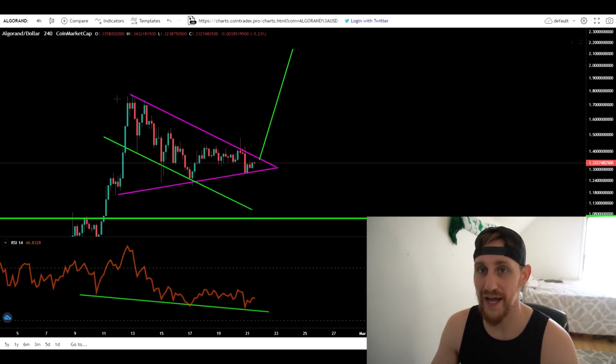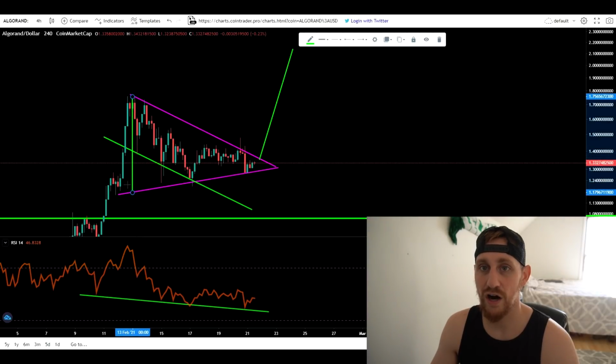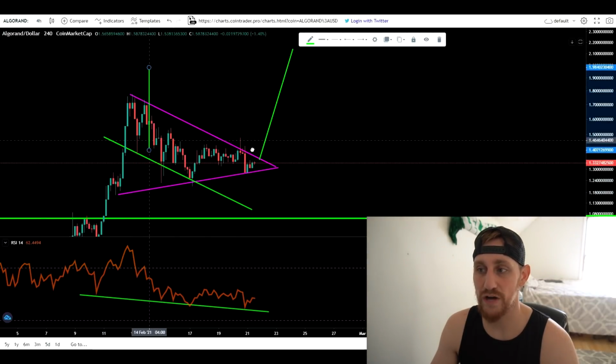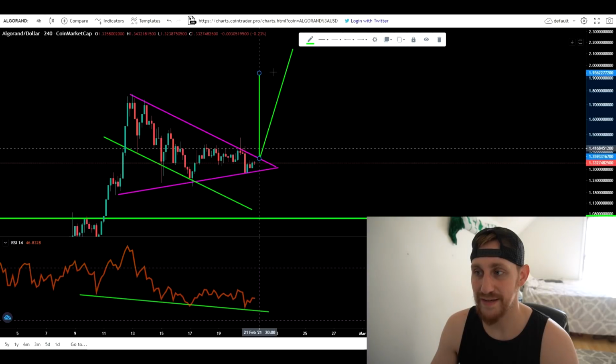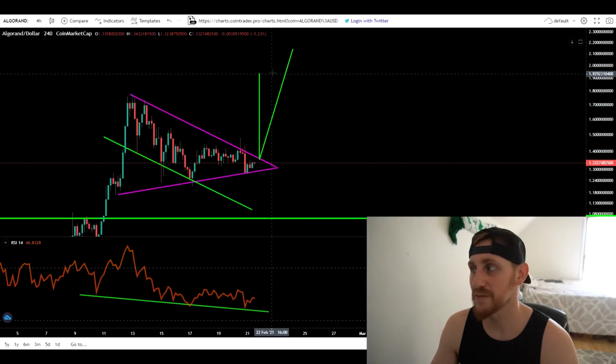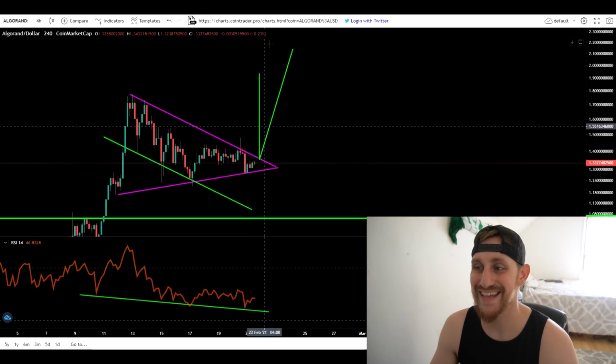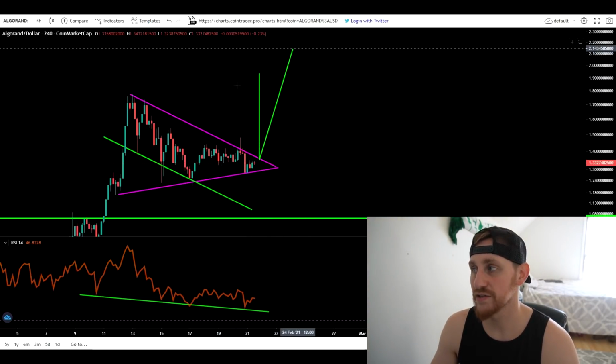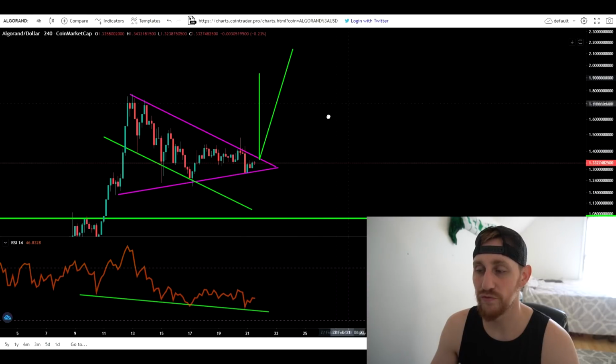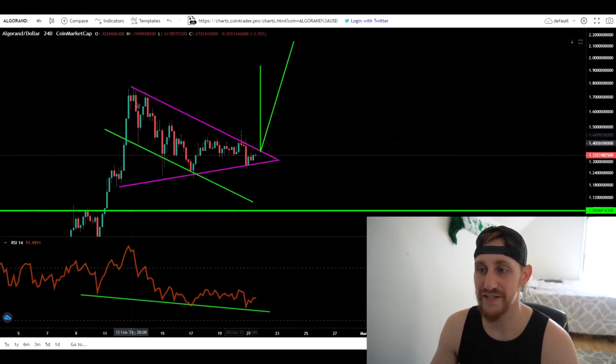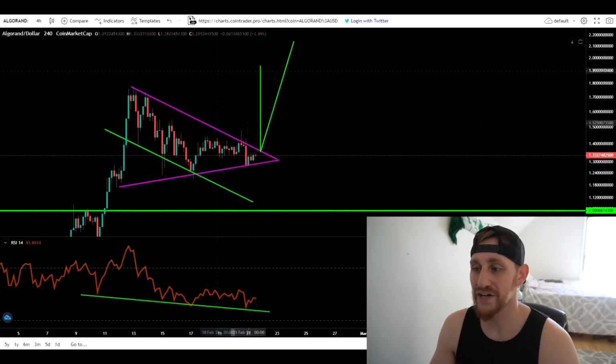Now, if we take a look at our symmetrical triangle, so if we're in a symmetrical triangle, our measured move would be the top to the bottom of the triangle, extrapolated at the same breakout point. That would put us somewhere around $1.93 instead of about $2.14 on the bull flag. So those are our 2 targets depending on which pattern we're actually in.